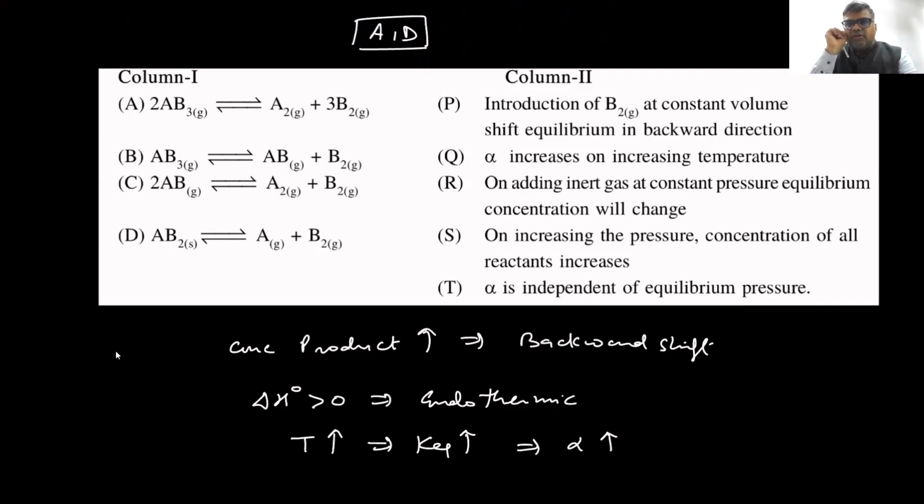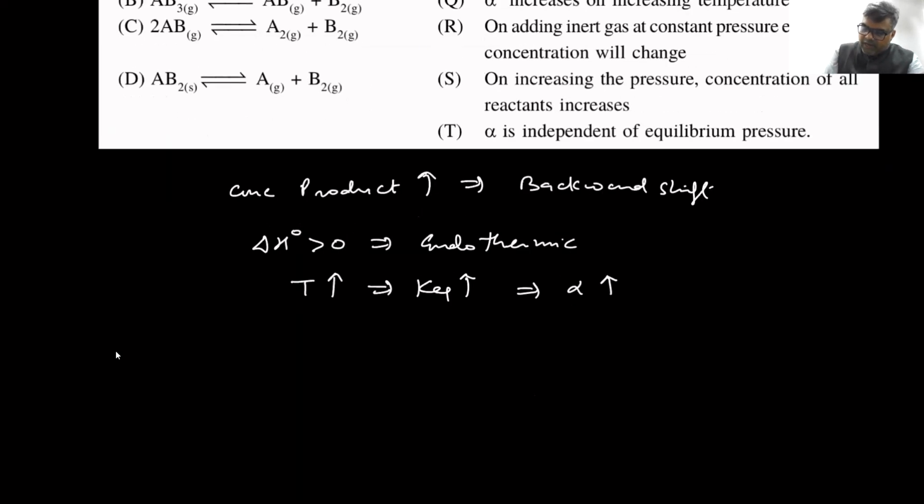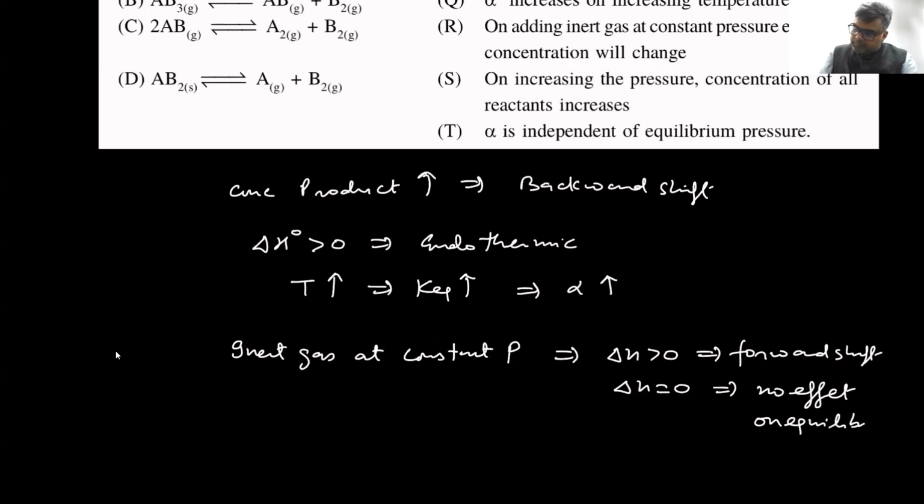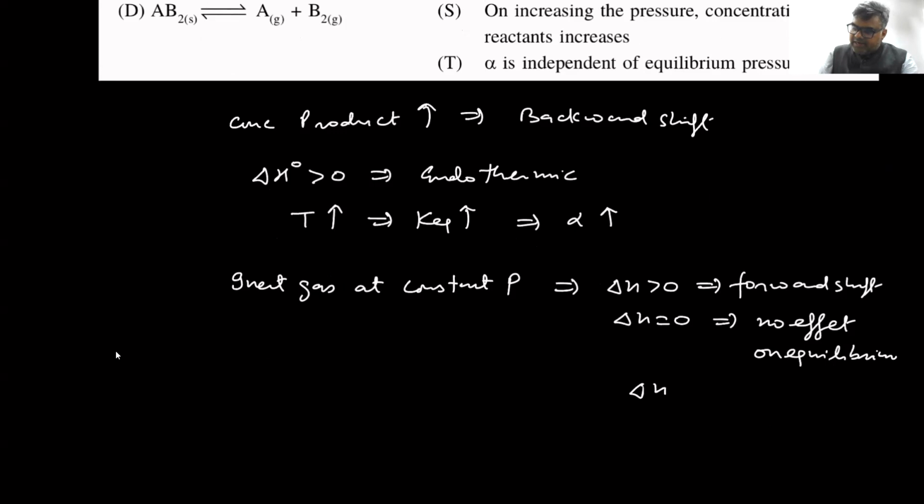Now it's given: on adding inert gas at constant pressure, equilibrium concentration will change. This is very important. If we add inert gas at constant pressure, in this situation, delta n positive, the reaction shifts in the forward direction. Delta n zero means equilibrium is unaffected, so no effect on equilibrium position. And if delta n is negative, it is a backward shift.